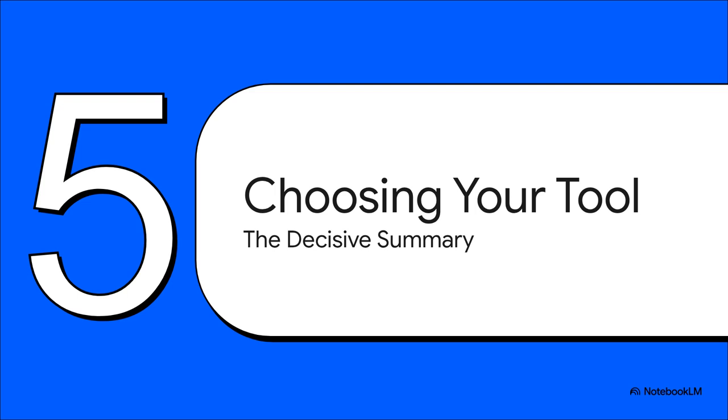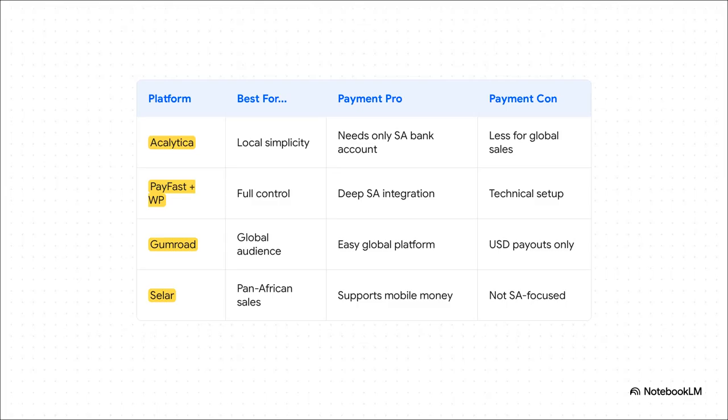Whew, okay. We have covered a lot of ground. So let's pull it all together now and make this decision really easy for you. It's time to choose the right tool for the job. Think of this table as your personal cheat sheet. Don't just read it, find yourself in it. Start with that first column, best for. Does local creators wanting simplicity sound exactly like you? Then Acalytica is probably your answer.